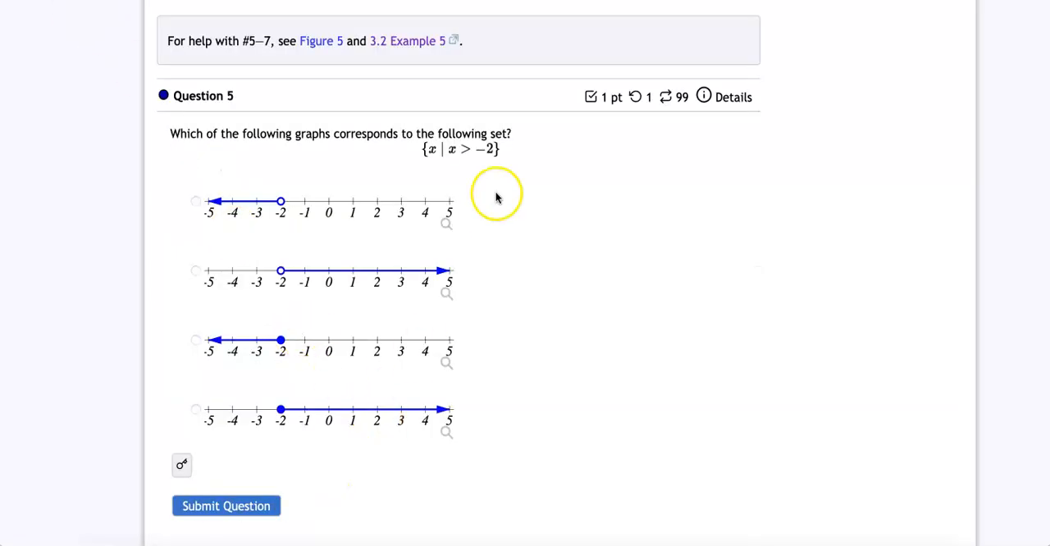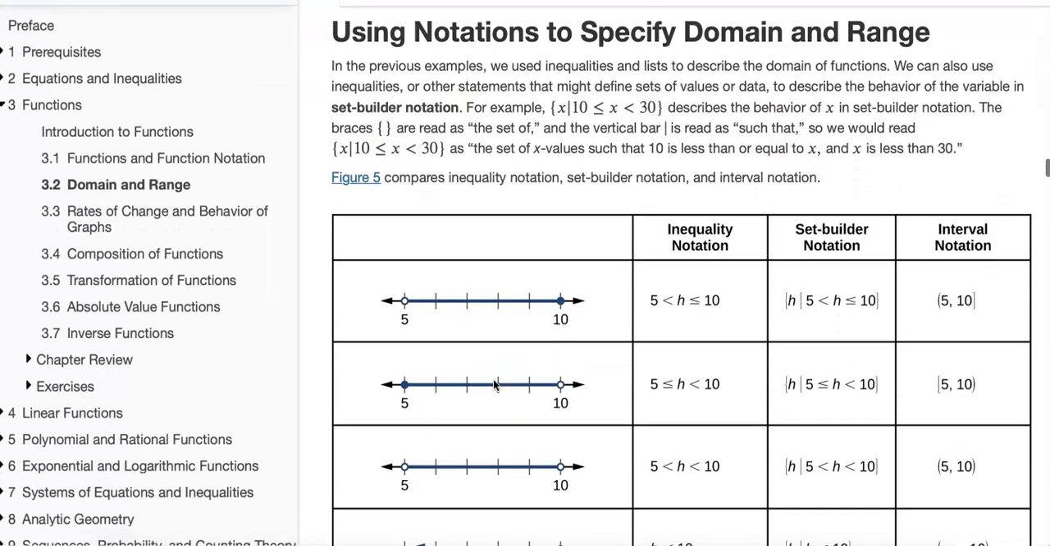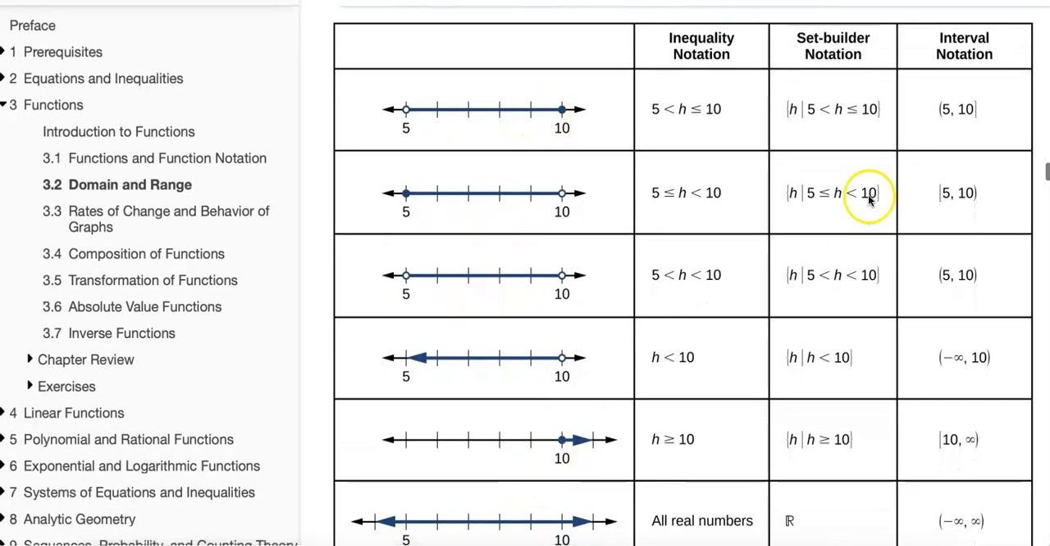Next, we have various examples matching set notation to intervals. I would say just pop over to the book, look at figure 5, and in figure 5, you can see here that we have a variety of different scenarios presented. What would it look like as a graph? What would it look like in set builder notation? What would it look like in interval notation? And you can match those up.